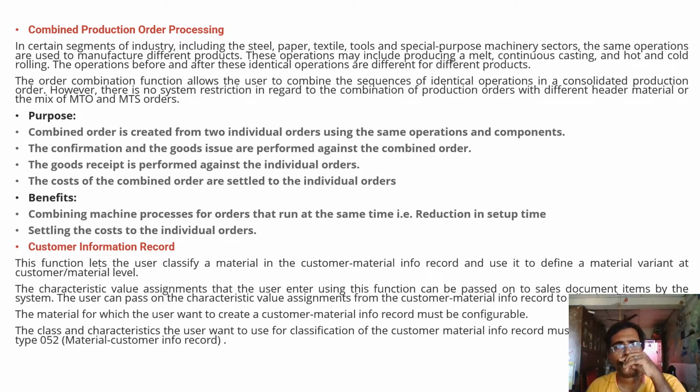Okay, so the purpose of a combined production order is that a combined order is created from two individual orders using the same operations and components. Then the confirmation and the goods issue are performed against a combined order. The goods receipt is performed against the individual orders. The cost of the combined order is settled to the individual orders.